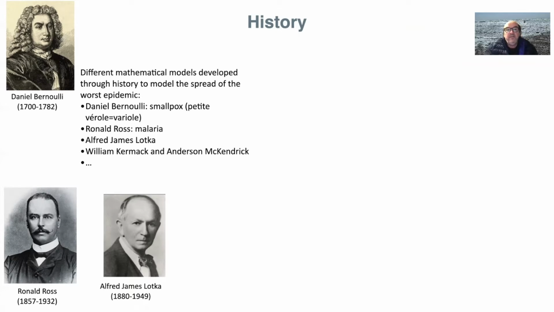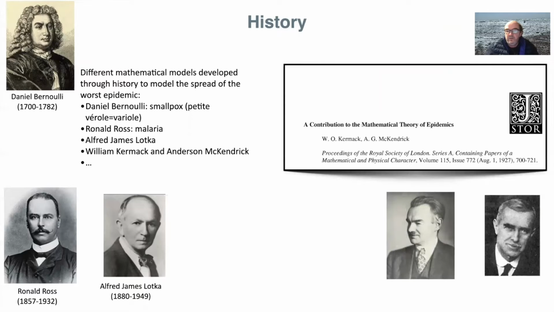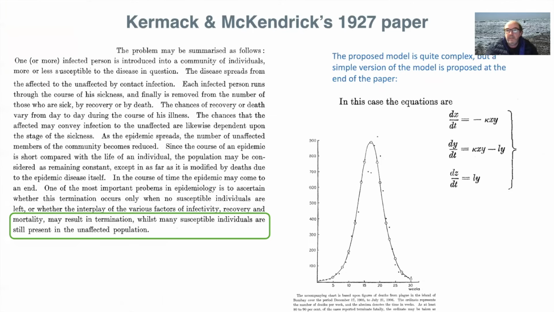and then Kermack and McKendrick, who published the paper indicated here, which was published in 1927. Here you have the two of them. In this paper, they propose a model, and they point out an interesting fact: susceptible individuals are still present in the final population.